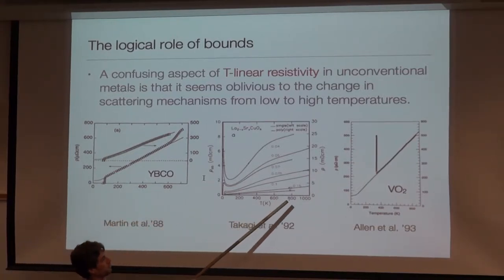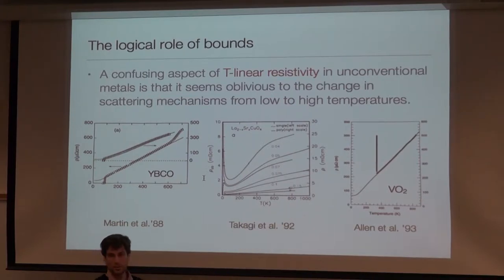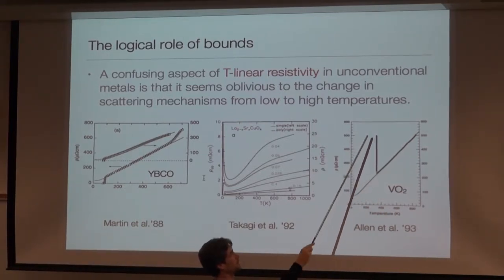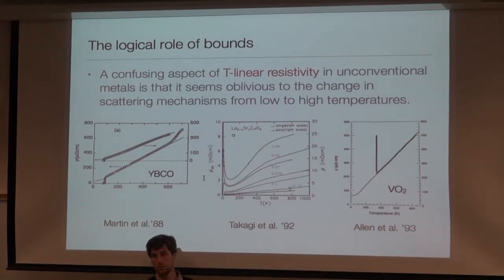So for example, these are two high temperature superconductors. This is optimally doped LSCO, and the thing is basically linear from, I don't know, from Tc at and around 50 Kelvin to 1,000 until the thing melts. And similarly, there are linear T resistivities over wide temperature ranges, and there are many more recent experiments. These are some of the first ones, and then here's another: VO2 is insulating, it becomes metallic, and then the resistivity is linear all the way up.